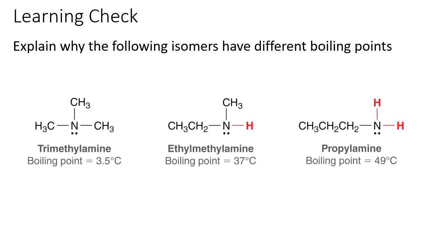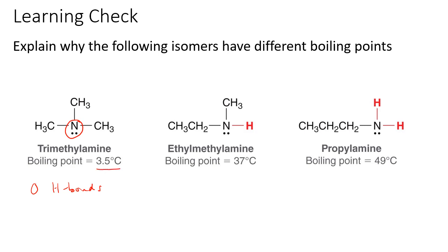Explain why the following isomers have different boiling points. Isomers are molecules that have the same chemical formula, but different structural formulas. So these are really good to compare to get an idea of how hydrogen bonding impacts the boiling points of molecules. On our far left, we have trimethylamine. So notice the nitrogen in the middle is not directly bonded to a hydrogen. All of the hydrogens you see are bonded to carbon. So this has 0 hydrogen bonds in this molecule. And our boiling point is 3.5 degrees C.